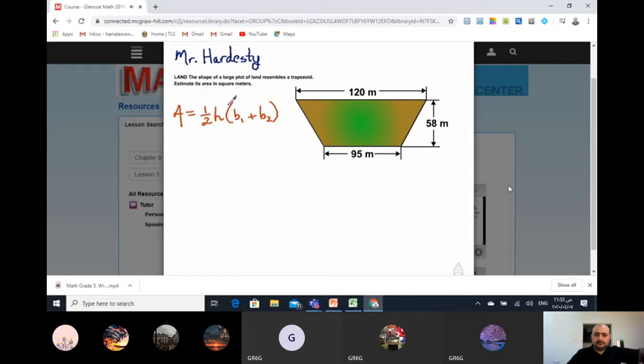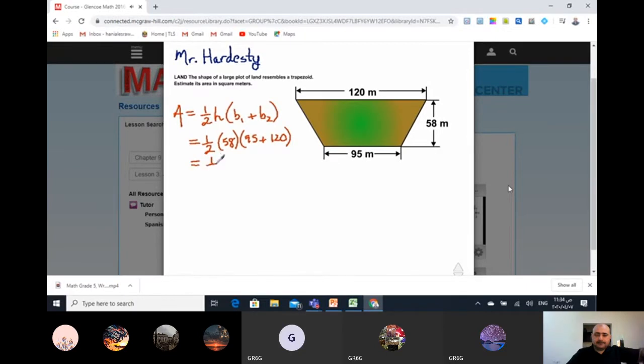Now, this trapezoid resembles the landform that we're looking at. It's not perfect, but it's close, and this will give us a pretty good answer for the area of this large plot of land. We'll substitute the values by looking at our polygon. The height is 58 meters, so we'll replace H with 58, and our two bases are 95 and 120 meters. And we can substitute those in for the sum.